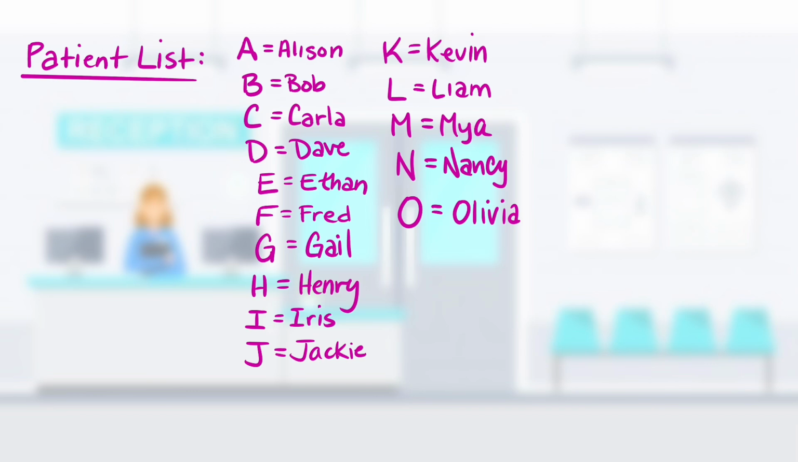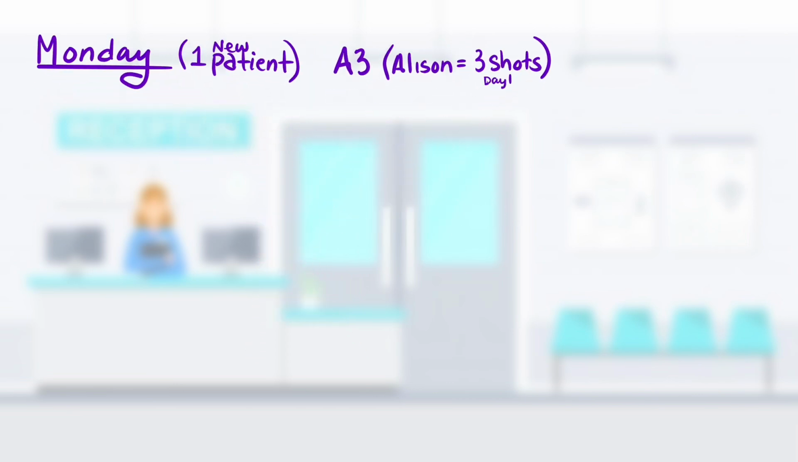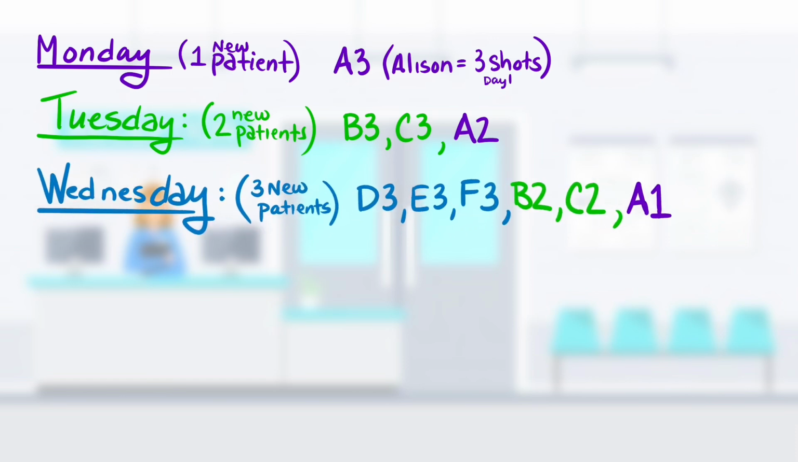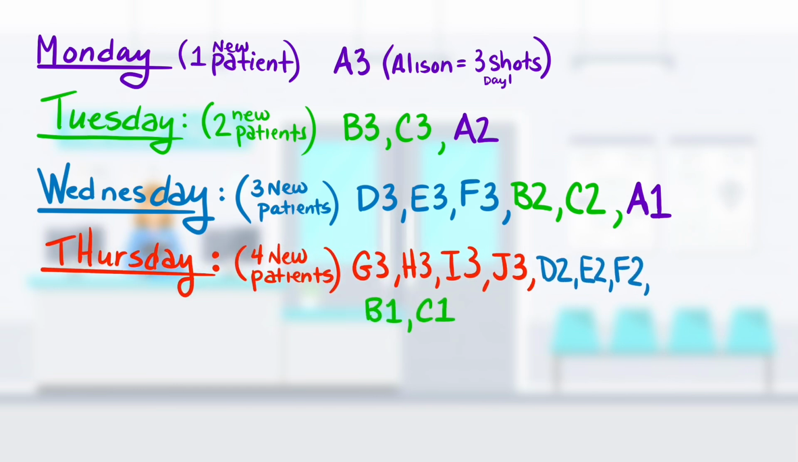Now, on Monday, we'll start off with Allison. Allison will get her 3 shots, and that's the only person since only 1 person visits on Monday. Then next we have both Bob and Carla getting their 3 shots, Allison coming in for her second day of 2 shots. On Wednesday, 3 new patients get their 3 shots, and the people who were there previously get 2, and so on. And here's the schedule for Thursday, followed up by our schedule finally for Friday.